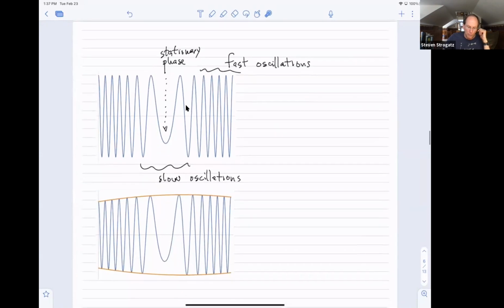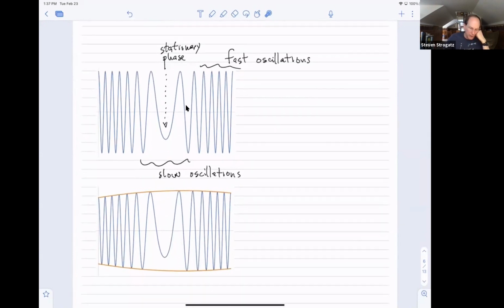Similarly, if I have an envelope, the same sort of scenario occurs. These fast oscillations follow the envelope. But then when I get to a place of stationary phase down here, again, I have this slow oscillation, and I don't go all the way down to the envelope.